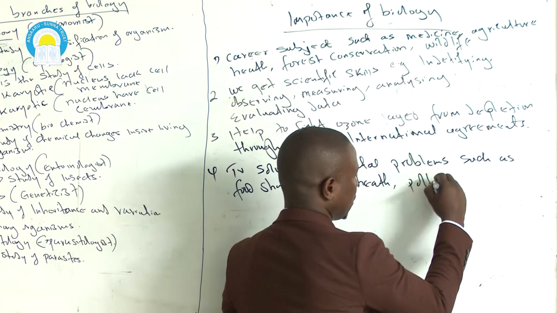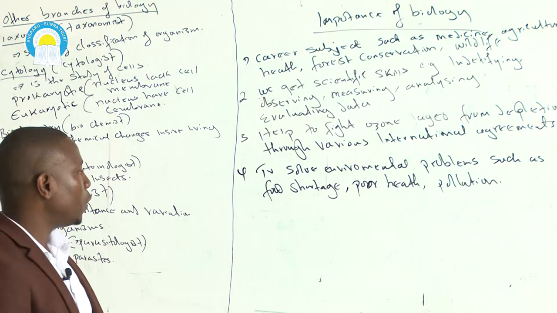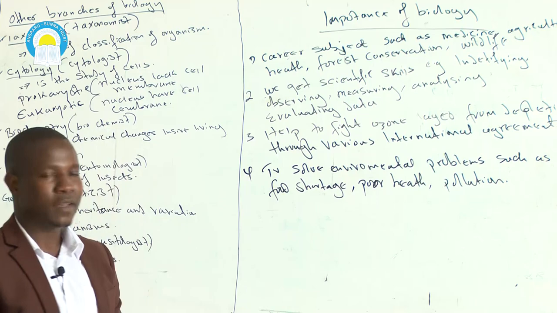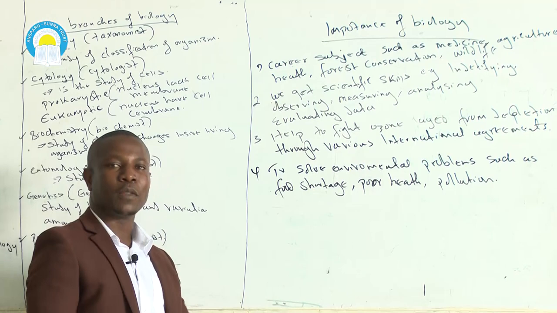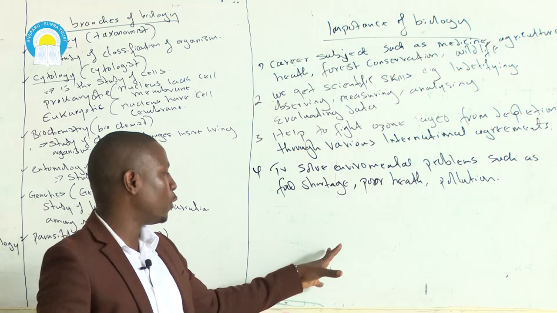So when you study biology, we will be able to control the following. Number one, food shortage. Now, if we are planting, for example, cassava, and we find that the cassava is not working in this area, we are able to test the pH of the soil of the specific area, and we find out that cassava cannot grow here, but sugarcane can be grown here.